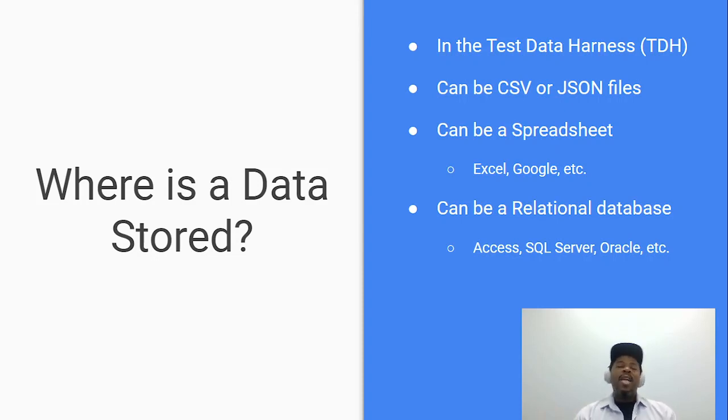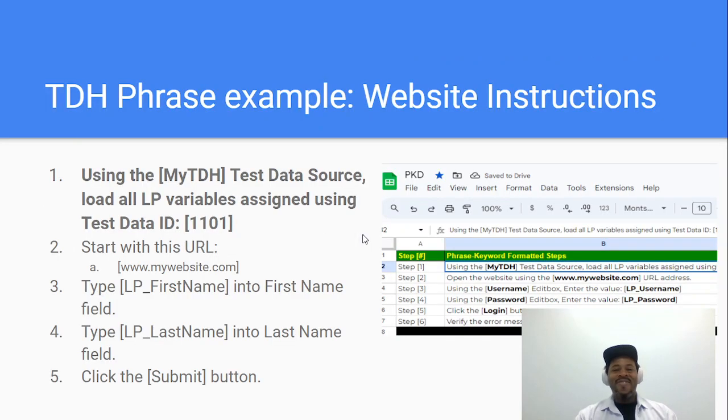The sky's the limit. But wherever we store the data in any of those types of files, we can store them locally on our machine or we can store them in the cloud. And we often refer to that location as the test data harness. So if you hear me say that from this point going forward, you know exactly what I'm talking about. And I usually don't say all those words, I just say the TDH for short. So let's see an example of a phrase that brings the TDH into play.